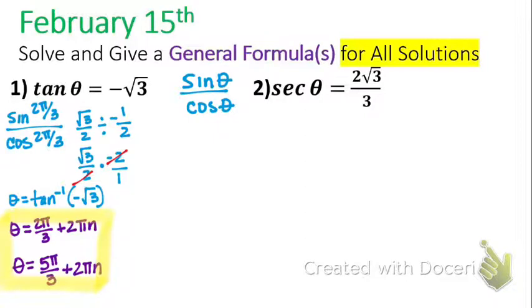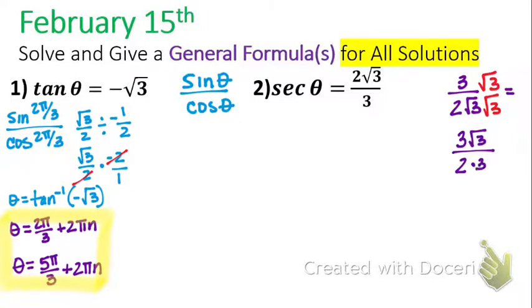Okay, for question number 2, when you take the reciprocal, that would be 3 over 2 root 3, and you rationalize that, you would get 3 root 3 over 2 times 3, which is 3 root 3 over 6. And that would reduce to square root of 3 over 2. So, secant is the sister to sine. I'm sorry, no it is not. Take that back. Secant is the sister to cosine, okay?